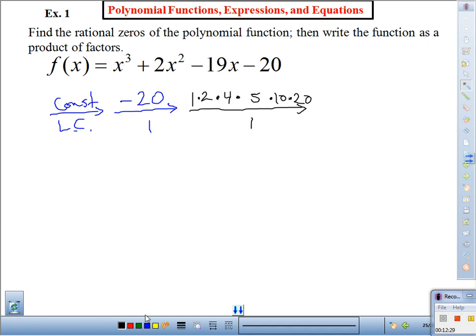So to find my possible rational zeros, I need plus minus. What is 1 divided by 1? 1. 2 divided by 1? 2. 4 divided by 1? 4. 5 divided by 1? 5. 10 divided by 1? 10. And 20 divided by 1? 20. Copy that.